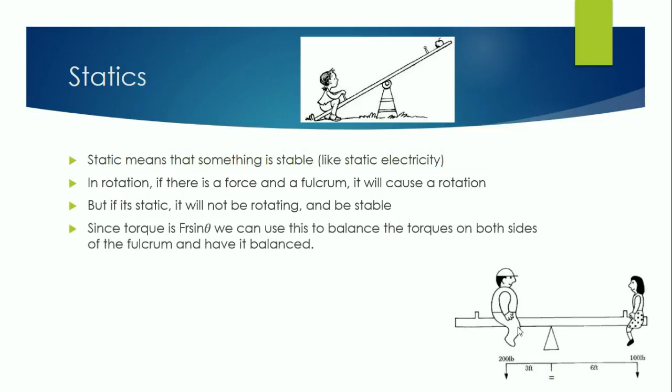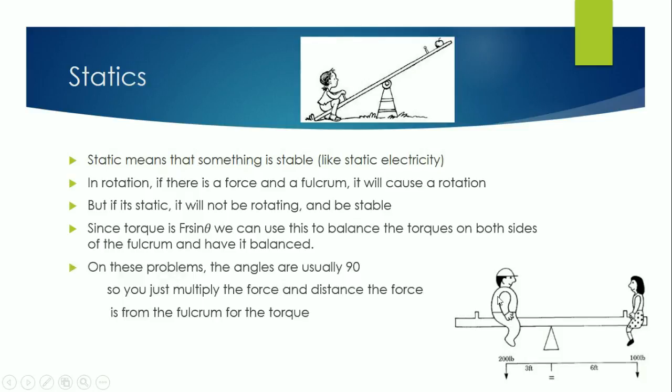Since torque is Fr sine theta, we can use this to balance the torques on both sides of the fulcrum. If we have the seesaw here, we can use this equation to balance out the torque. F is a force, the man's weight, the lady's weight is a force. The r, the radius, is the length from the person's center of mass to the fulcrum. And sine theta is the angle between them.